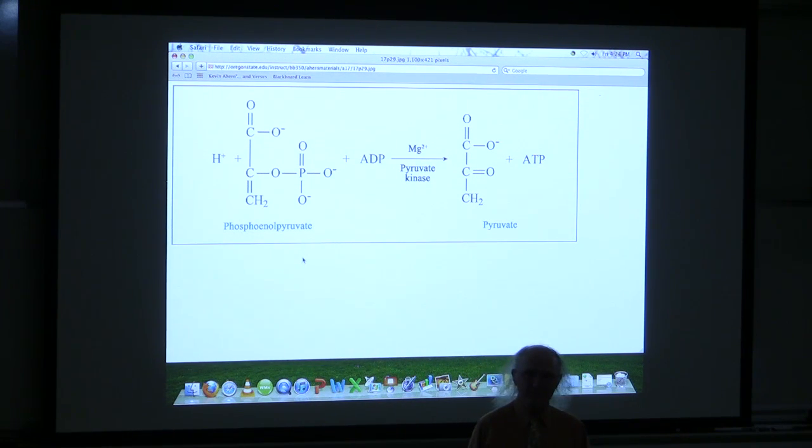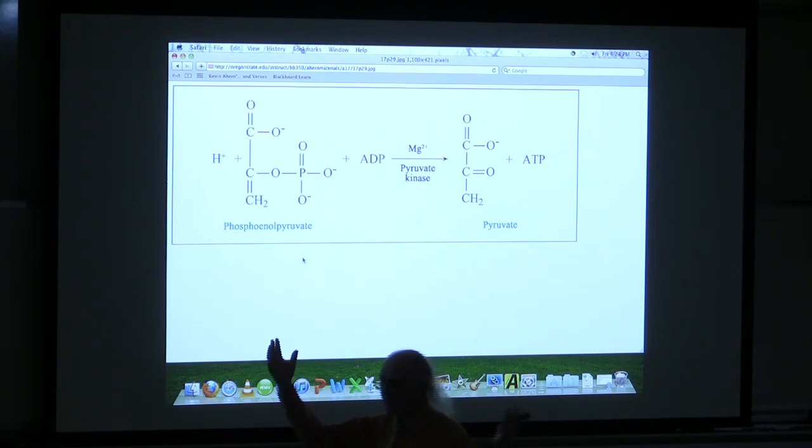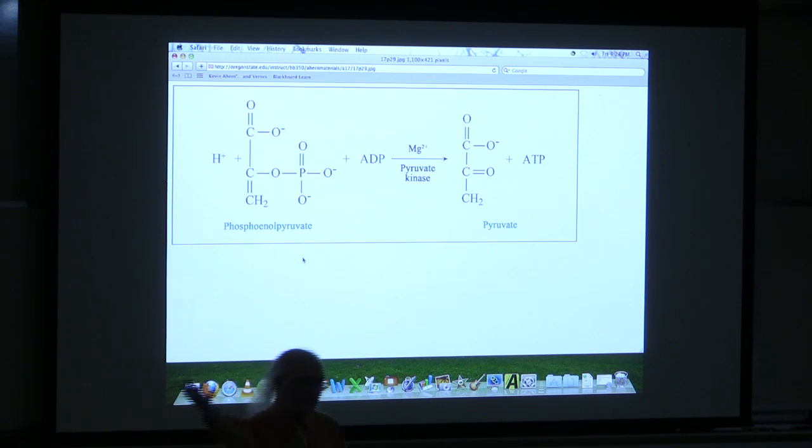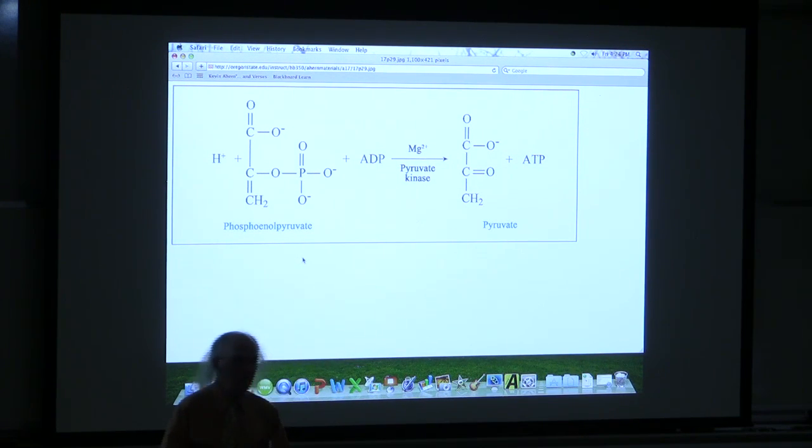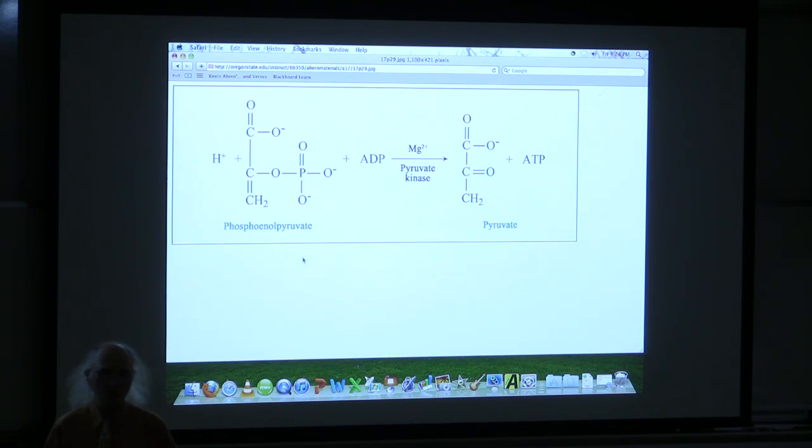Right? So here's this guy. It's just loaded with energy, but it's only got one thing it can donate. What happens to all that extra energy? It's released as heat. One byproduct of metabolism is heat. Well, this reaction right here generates about as much heat as any reaction that occurs in your body.